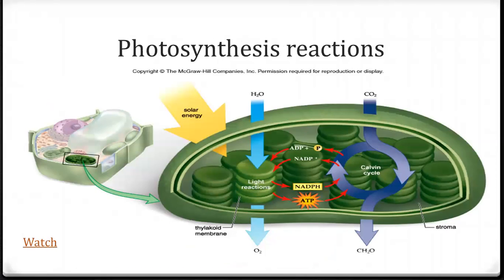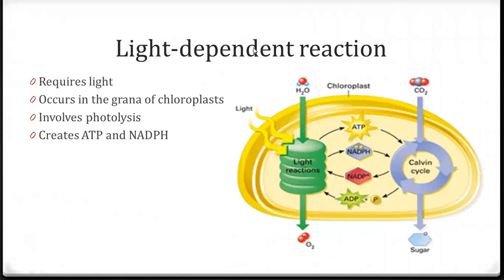Okay, so this is Amoeba Sisters that I'll post for you guys to watch if you want. It goes through the light reactions and dark reactions in photosynthesis. Okay, so light-dependent reaction means it requires light. This occurs in the grana of the chloroplast, so the stacks of pancakes. It involves photolysis. So light comes in and it's going to break water down. As it breaks water down, it's going to produce oxygen and also some energetic molecules, ATP and NADPH, that are going to be used in the rest of the cycle.